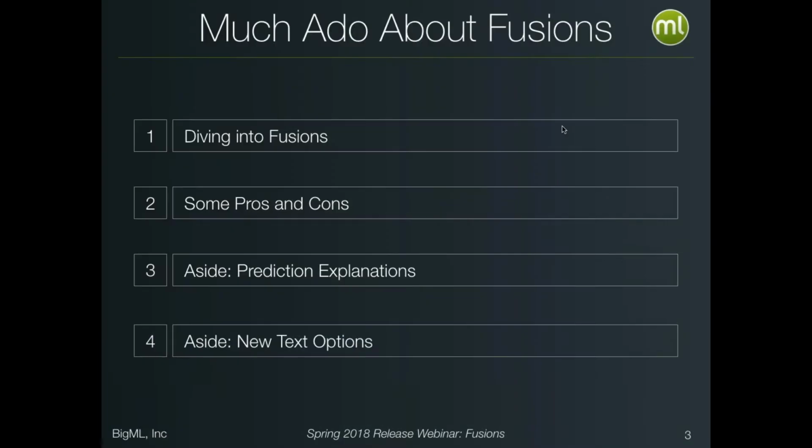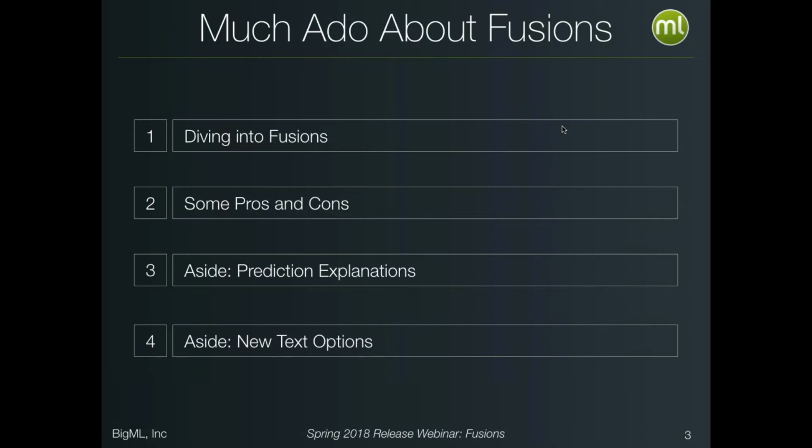The first thing we're going to talk about is exactly how you create a fusion, when you would create a fusion, and why, and how you do that with BigML. The second thing we'll talk about is some pros and cons. So there are downsides to using a fusion versus one of the standard single model types that we offer at BigML. So we'll talk a little bit about what you stand to gain and lose from creating a fusion.